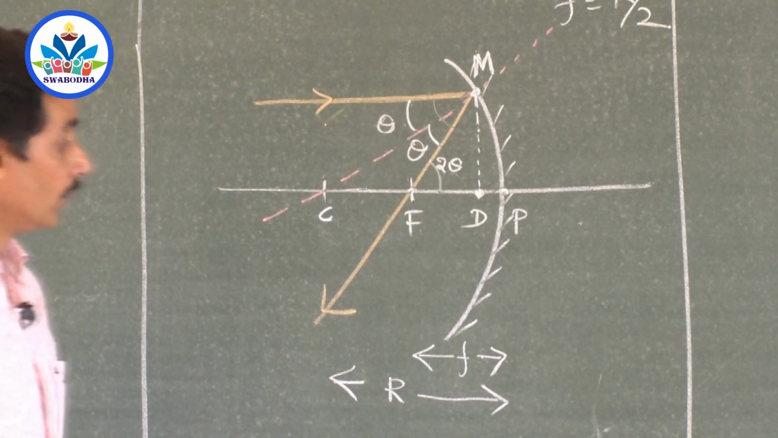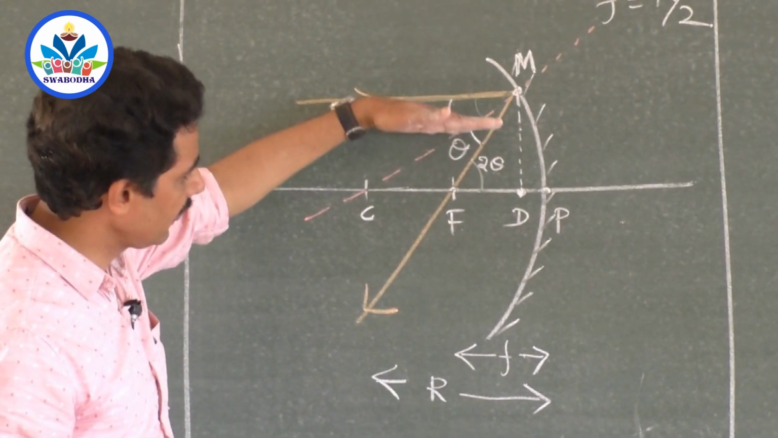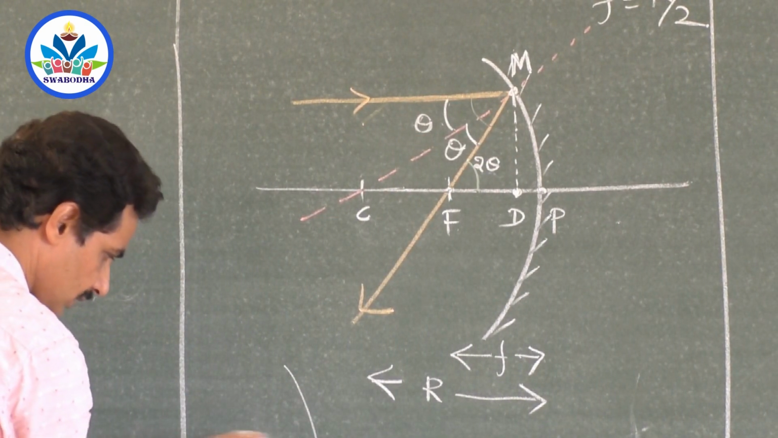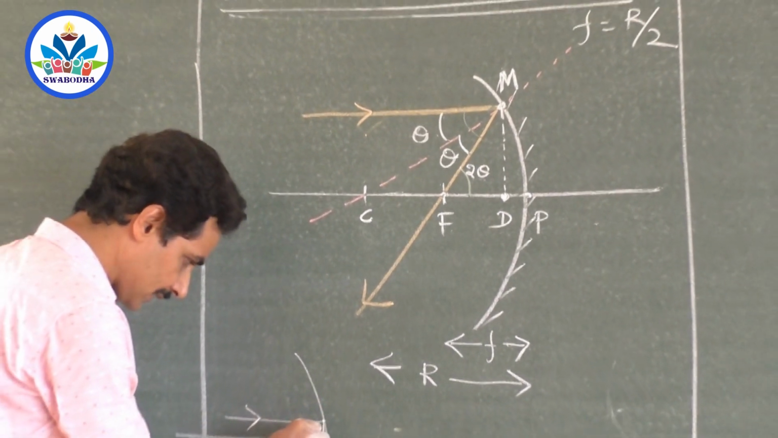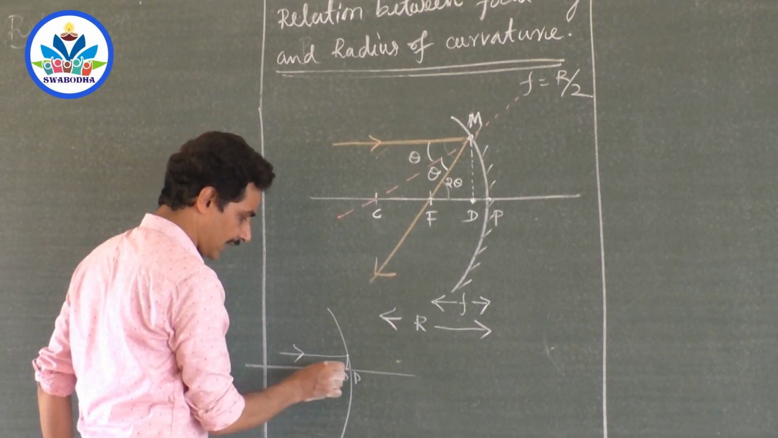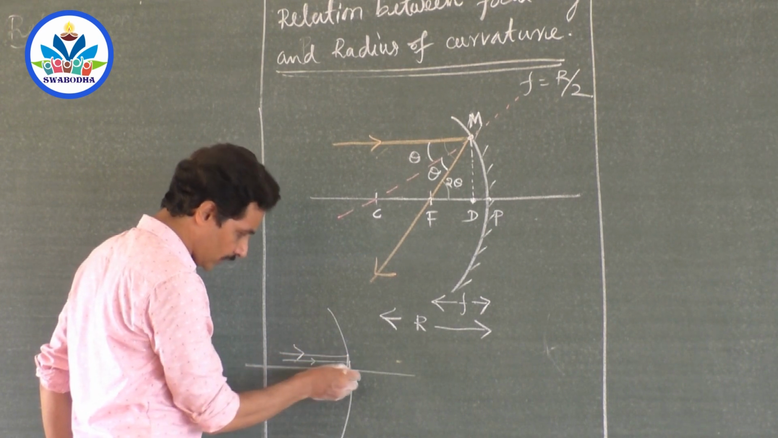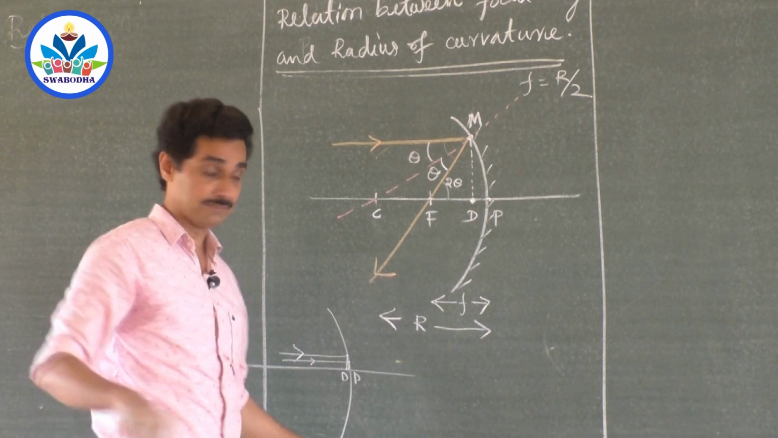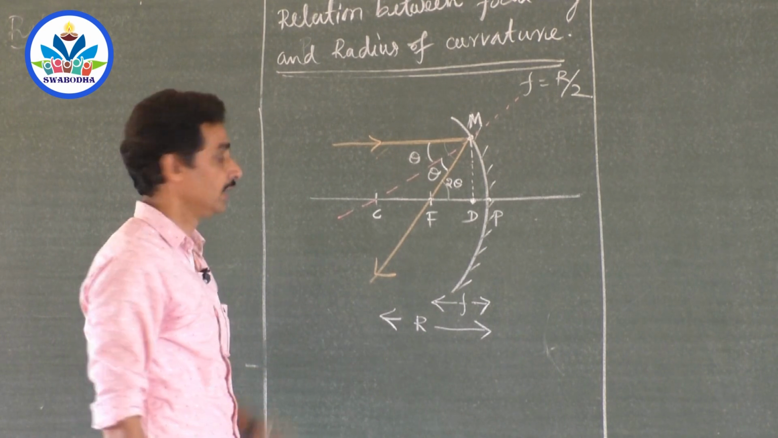Of course, what about this DP? DP is negligibly small. If you have chosen a ray which is very close to the principal axis, then if you had dropped a perpendicular here, D and P would have overlapped. And as you take another ray very close to the principal axis, they come closer. So there is no gap between D and P. D is almost over P if the ray is paraxial, if it is very close to the principal axis.